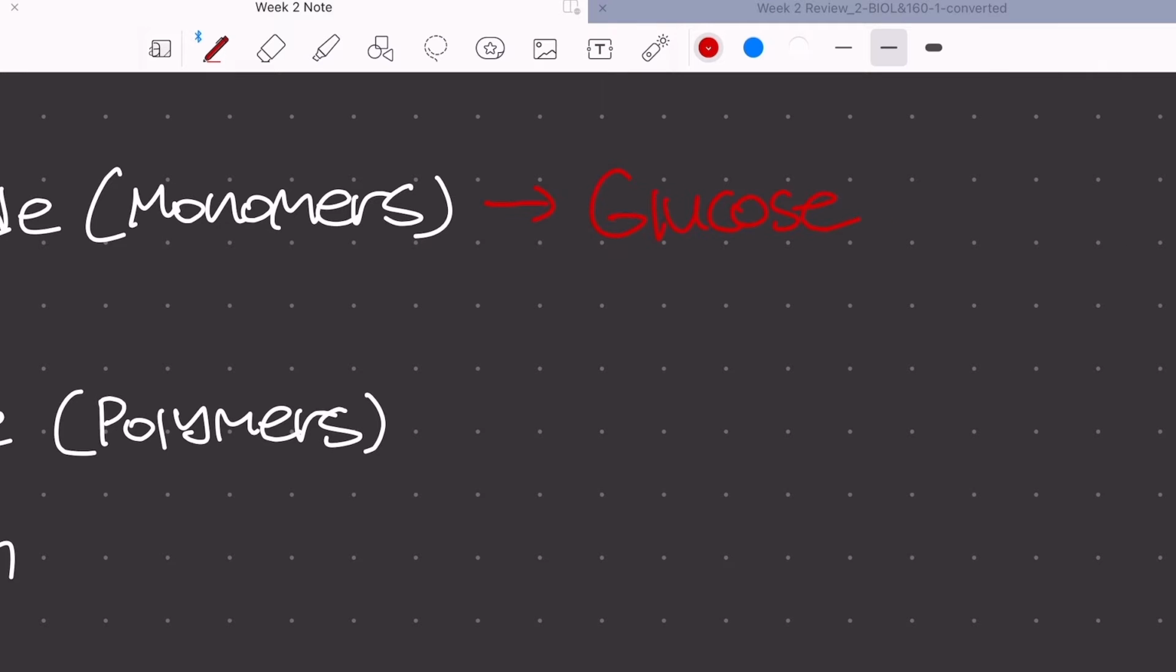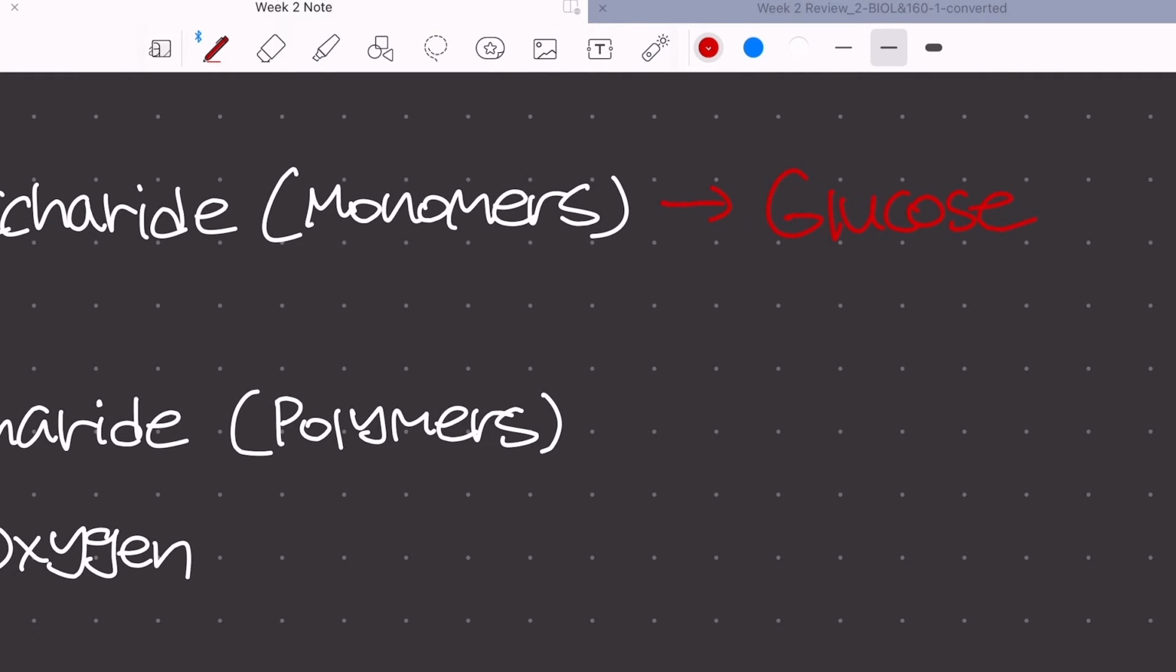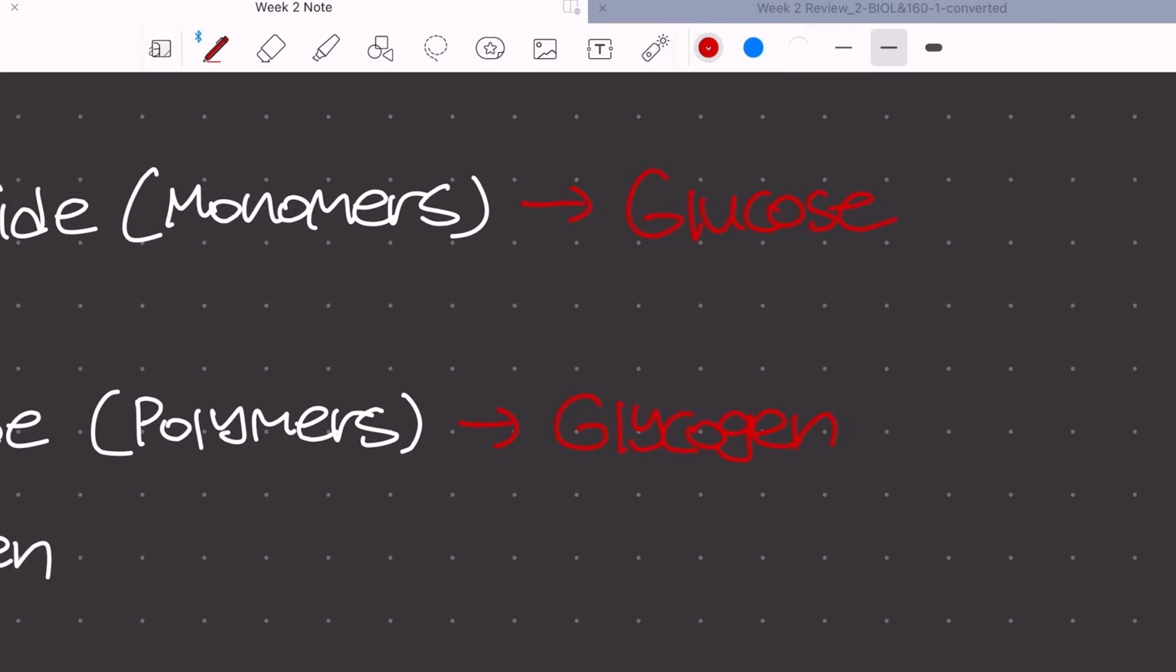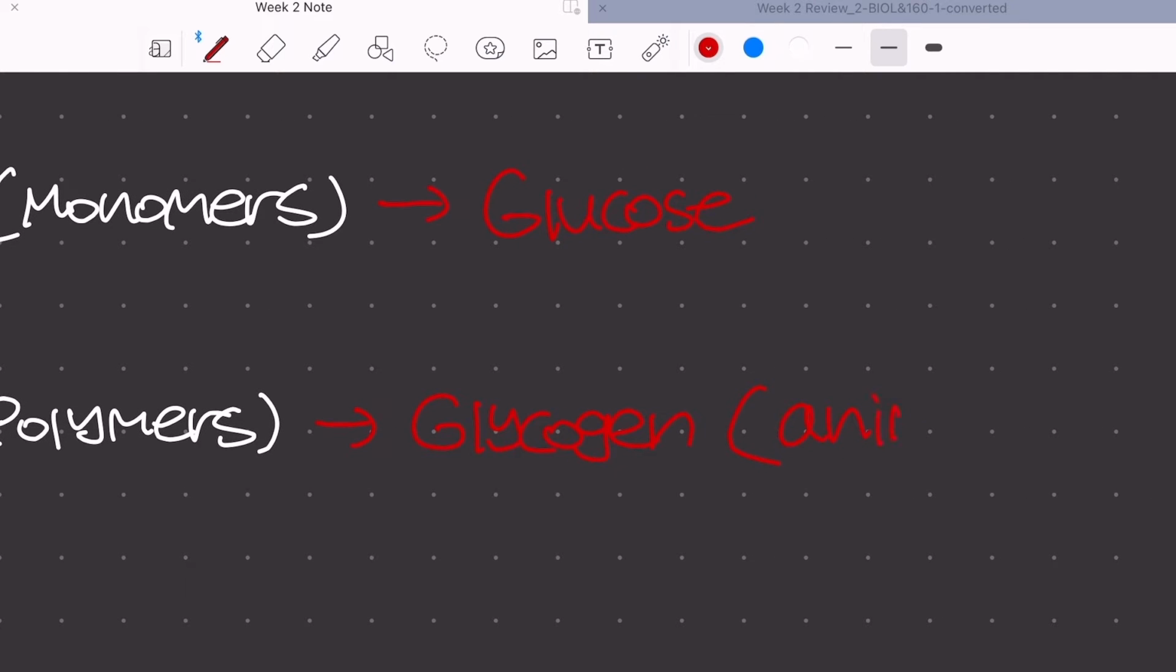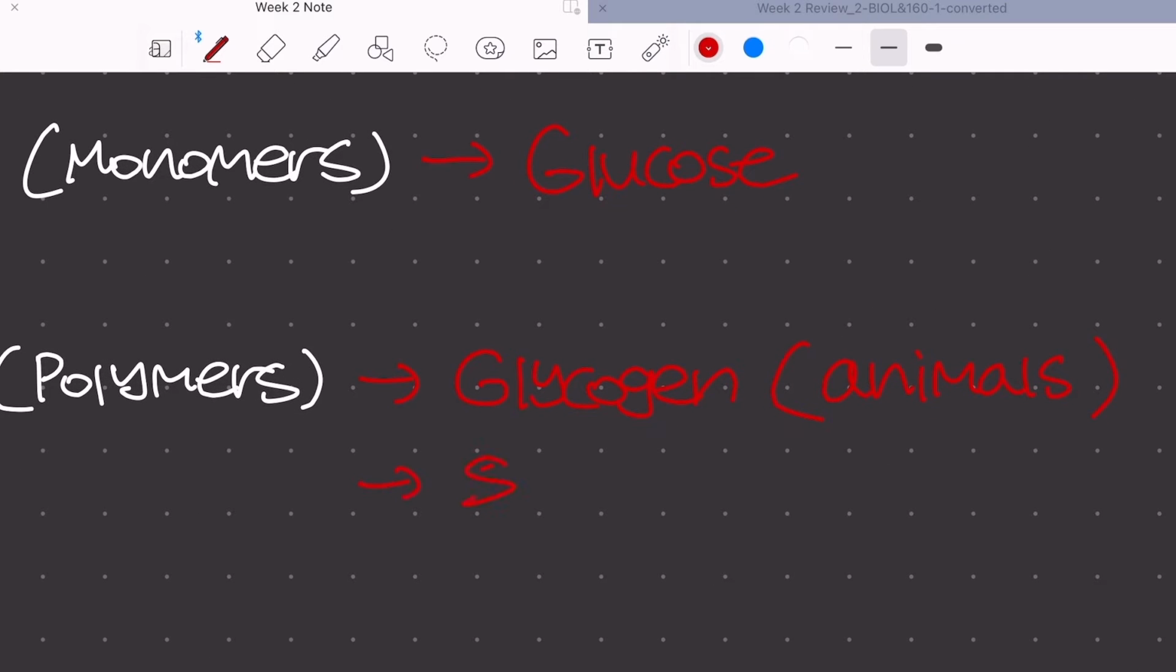An example of a polysaccharide would be what's known as glycogen. And glycogen is how our body stores the excess energy that's not being used as glucose. And glycogen can be found in animals, so not just humans, but also other animals. So you might ask, how do plants store their energy? And plants store their energy in the form of starch.